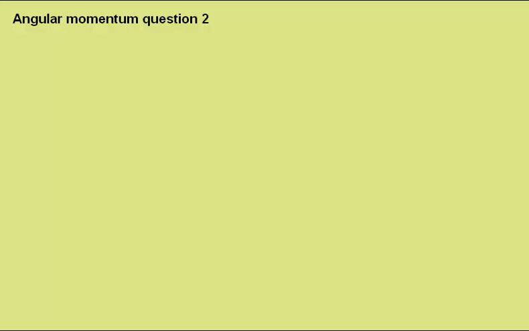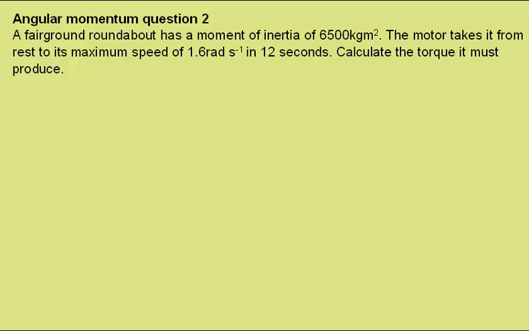Angular momentum question 2. A fairground roundabout has a moment of inertia of 6,500 kilogram-meters squared. The motor takes it from rest to its maximum speed of 1.6 radians per second in 12 seconds. Calculate the torque it must produce.